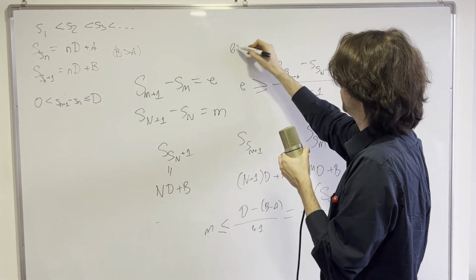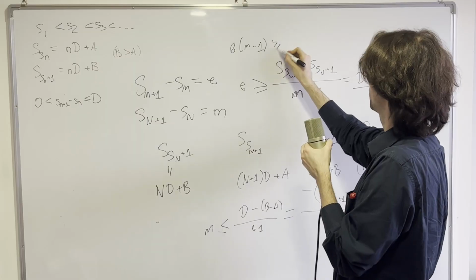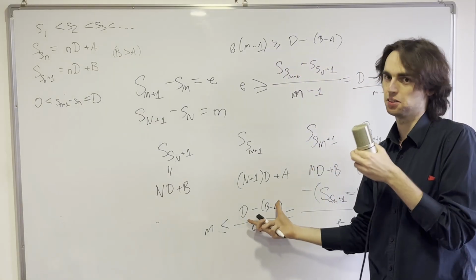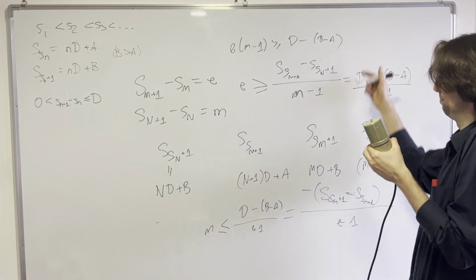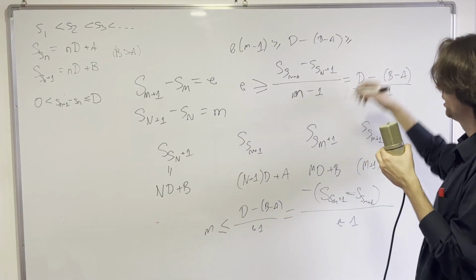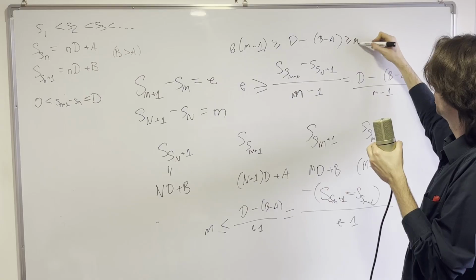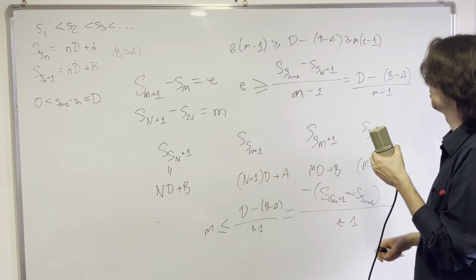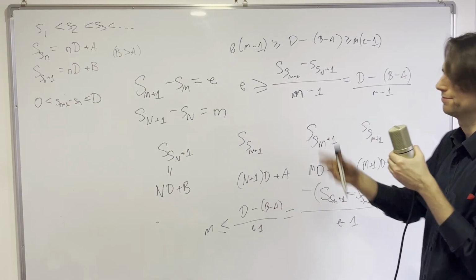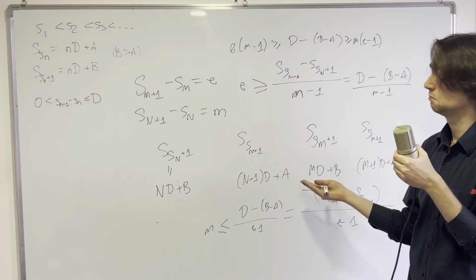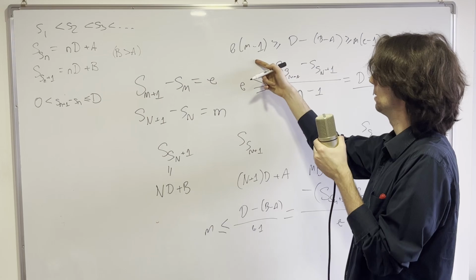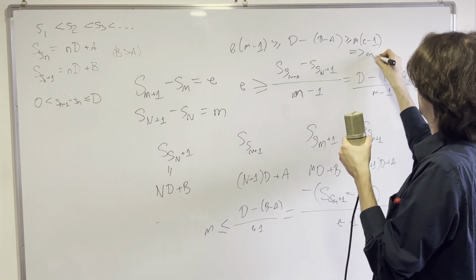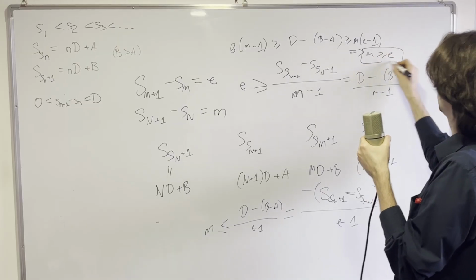From this one, we have that e times m minus 1 is greater or equal to d minus b minus a. When you have the same thing on both sides, you equalize, see what happens with this inequality. And this is greater than or equal to m times e minus 1. Okay, so far so good. Does this always hold true? Well, em gets cancelled, we get a minus e here, minus m here, move m here, and from here we get that m is greater than or equal to e.